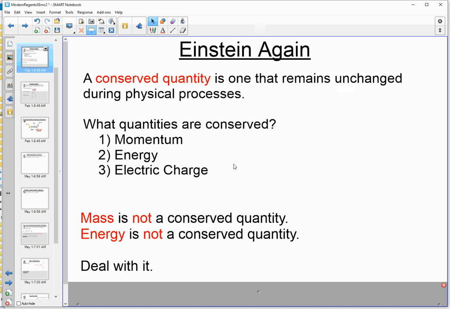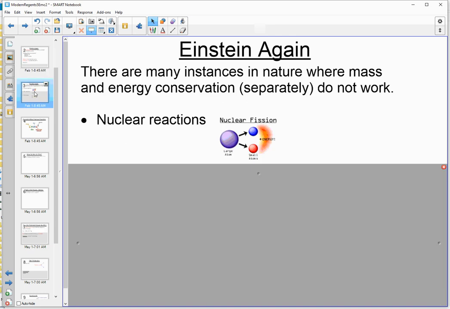Now, this isn't a roller coaster problem that we're talking about here. In modern physics, we're dealing with the world of the atom, and the atom has some very bizarre things that happen in its world. So energy and mass not being conserved certainly fit that bill of being bizarre. So what are some cases where energy and mass appear not to be conserved separately?